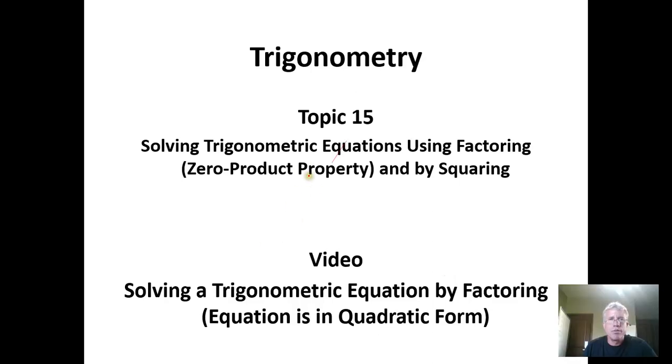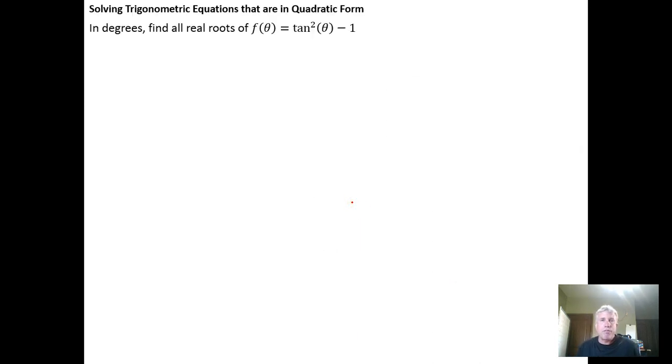So in this video we're going to solve trigonometric equations by factoring and using the zero product property when the equation is in quadratic form. For the first example it says in degrees, find all real roots of f of theta equals tan squared of theta minus 1. We want to remember that when we're looking for roots, we are looking for those places that the function f of theta is equal to 0.